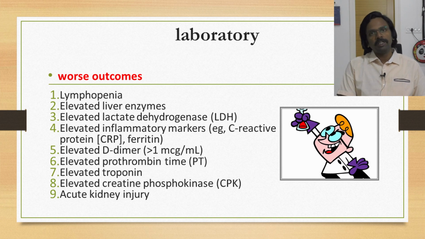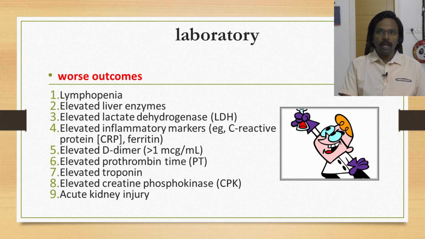What are the lab parameters which define a worse outcome? They include lymphopenia, elevated liver enzymes, elevated lactate dehydrogenase, elevated inflammatory markers, elevated D-dimer, elevated prothrombin, elevated troponin, elevated creatine phosphokinase, and acute kidney injury. These are the lab parameters which indicate that these patients are going to have a worse outcome.